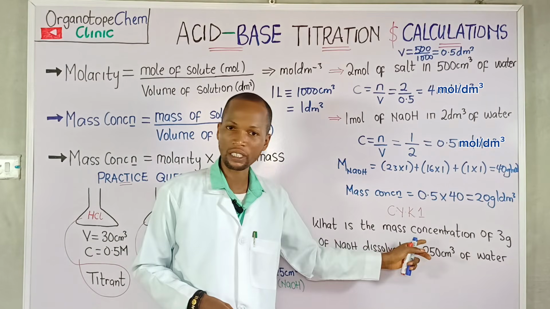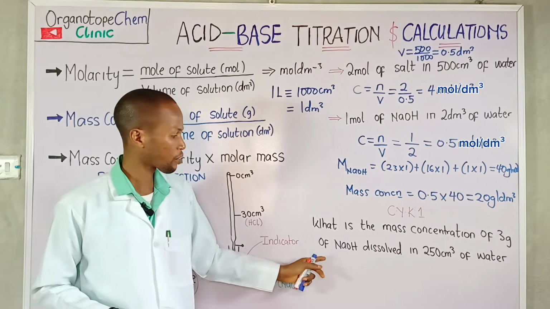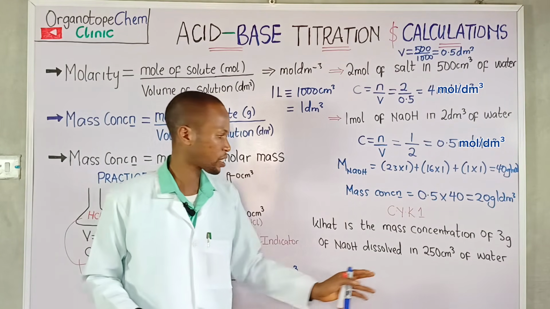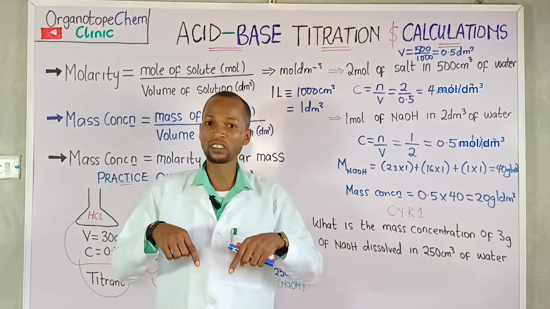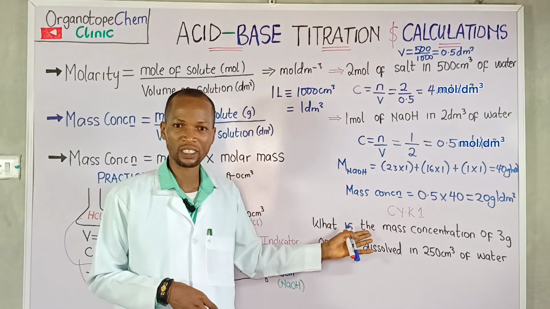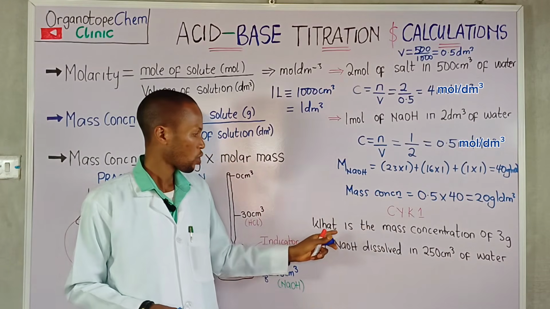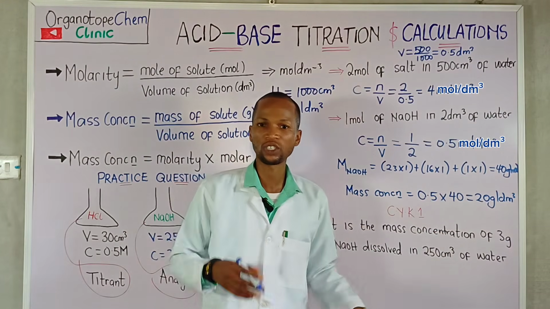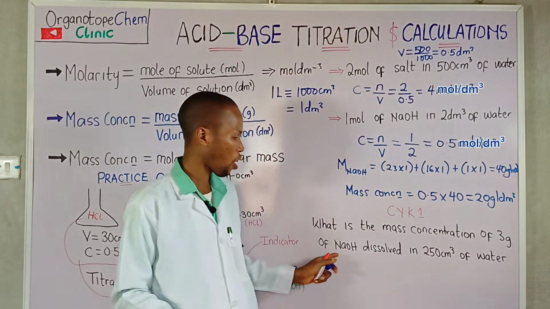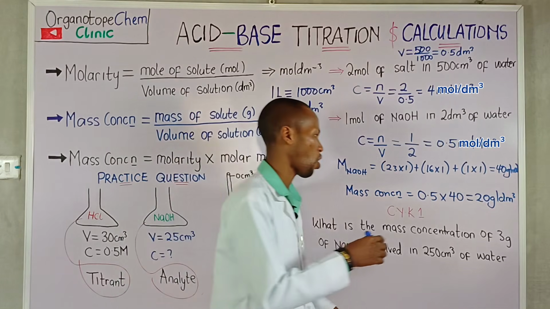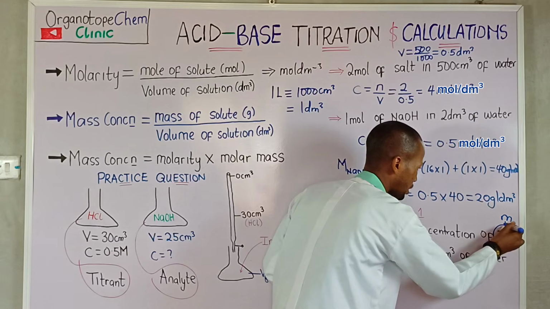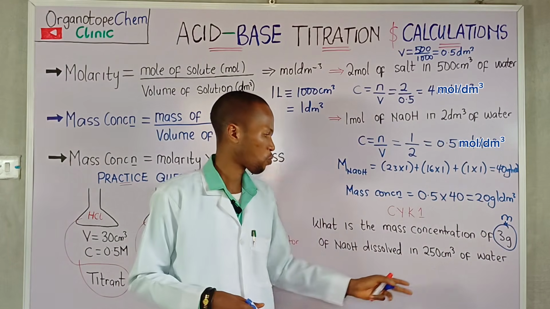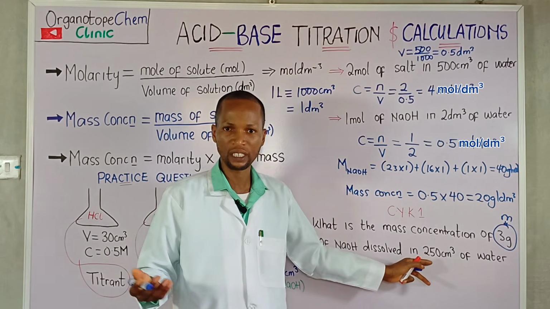What is the mass concentration of 3 gram of sodium hydroxide dissolved in 250 cm cube of water? I would like you to pause the video while you attempt this question. Can we solve the question together? So the mass of solute is 3 gram. So we have the mass of solute right here, and the volume of water is 250 cm cube.